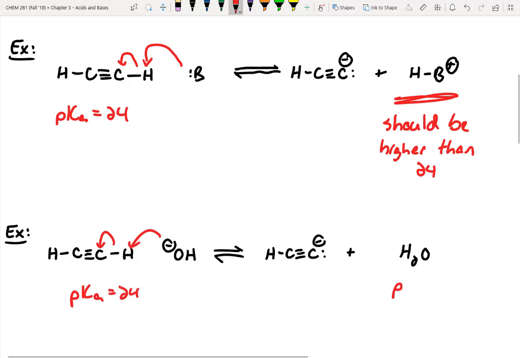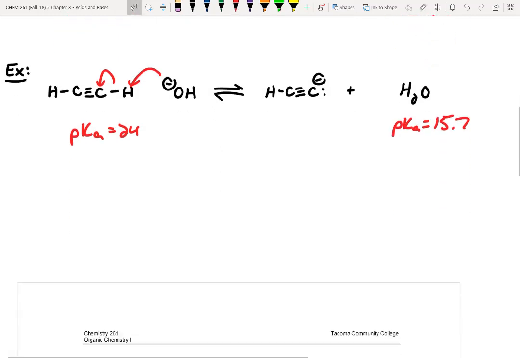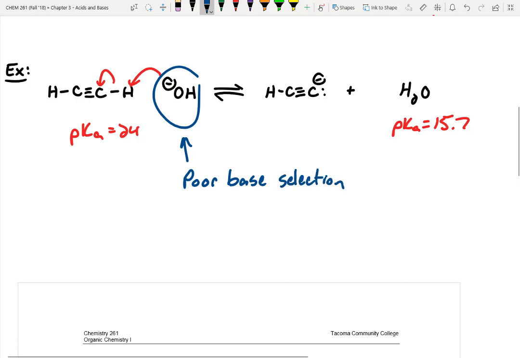Does anybody remember the pKa for water? 15.7. Will this be an appropriate base for deprotonating the acetylene? No. So this is a poor base selection, because this pKa is lower than the original acid.